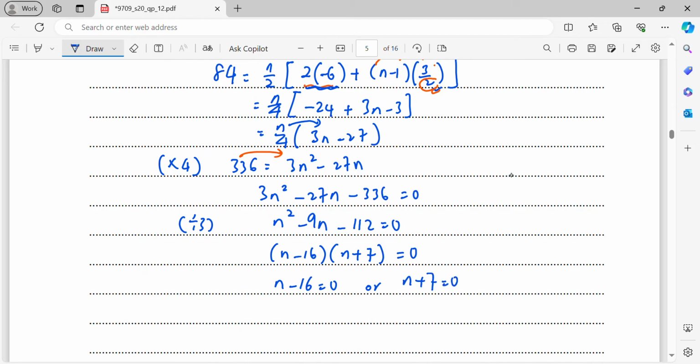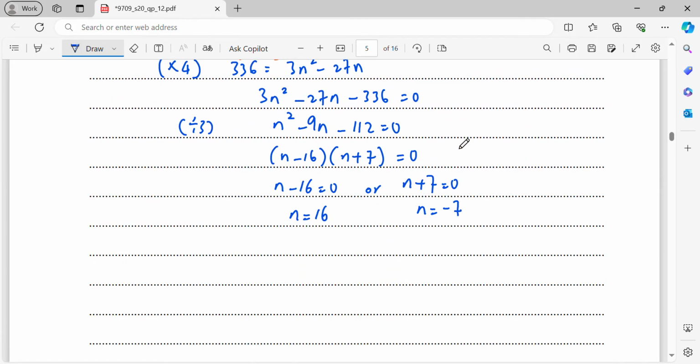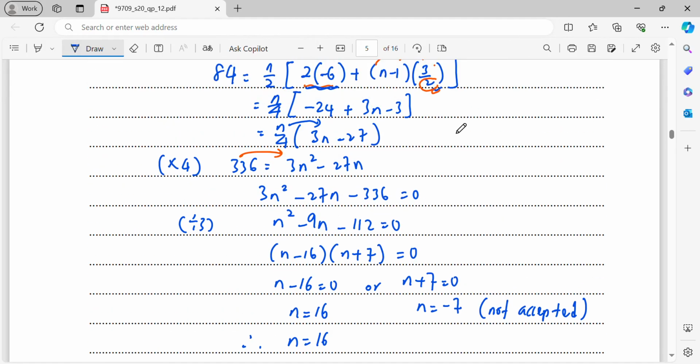When you consider the first one equal to 0, your n is going to be 16, and the second one is going to be negative 7. Now, when you look at the question, the n is the number of terms, which means n cannot be negative. So that means this is not accepted, because your n is the number of terms. Therefore, the answer is 16. So that's the solution of this question.